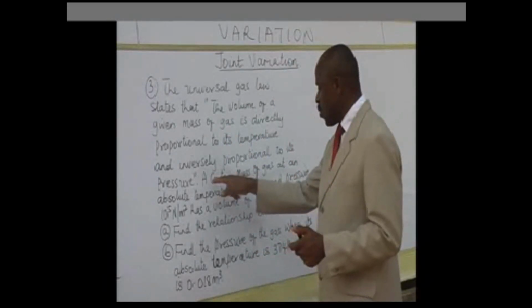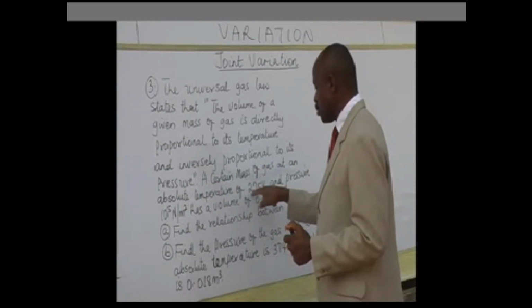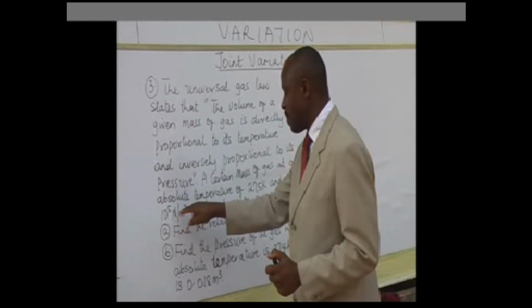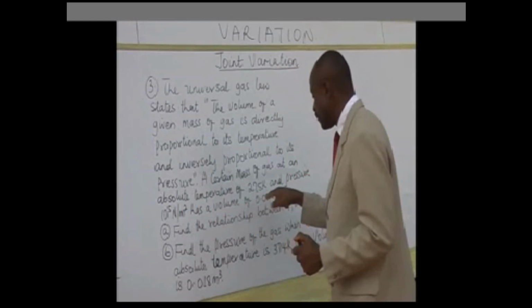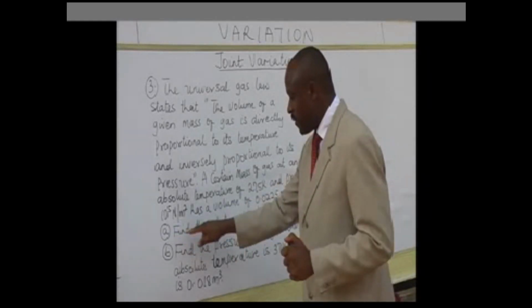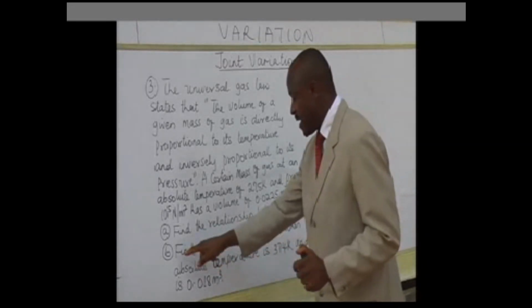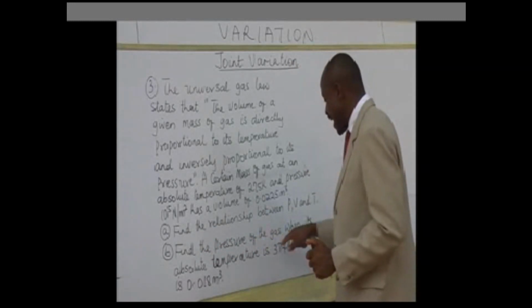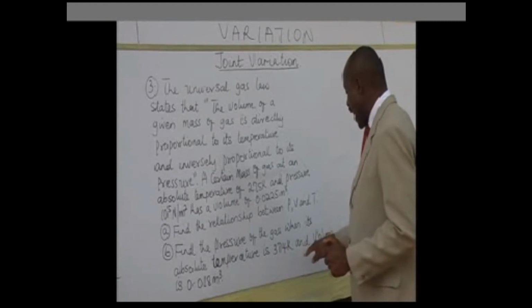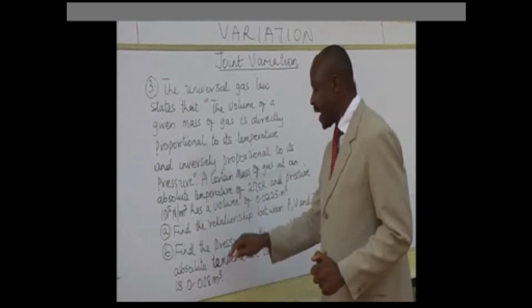Now, the question went on and said that a certain mass of gas at an absolute temperature of 275 Kelvin and pressure 10 exponent 5 Newton per meter squared has a volume of 0.0225 meter squared. A, we should find the relationship between P, V, and T. That has been the custom. B, that we should find the pressure of the gas when its absolute temperature is 374 Kelvin and its volume is 0.018 meter cube.